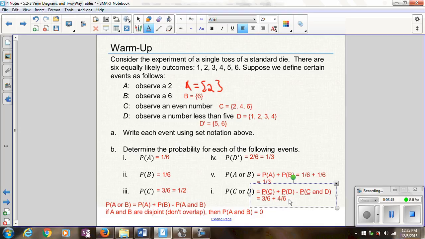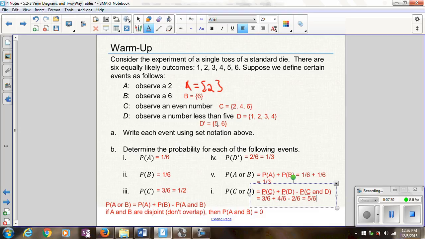But if I add those two as is, I end up with 7/6, which I know is impossible. I can't have a probability that's more than 1. And that's because I've got an overlap. Outcomes 2 and 4 appear in both events. So I have to subtract the probability of both. The likelihood of both of them occurring at the same time, that would be the overlap, getting a 2 or a 4, which I know is going to happen 2/6 of the time. So if I add all of that together and subtract the overlap, I'm going to have 7/6 minus 2/6, which gives me 5/6.